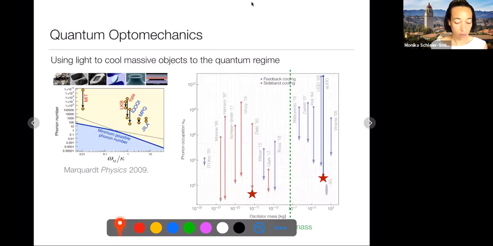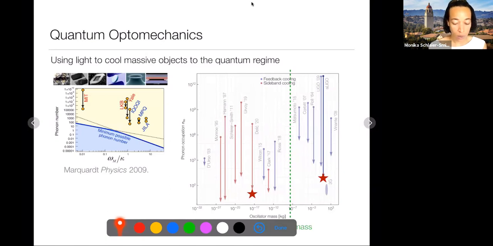A couple of things have been done here. I opened this paper and I was shocked that it showed an experiment that I did as a graduate student, which was really just cooling the center of mass motion of a cloud of atoms, but using similar techniques to what some of these experiments use to cool more massive objects. I was amazed that it was even worth mentioning on this plot, because we have other ways of cooling atoms.